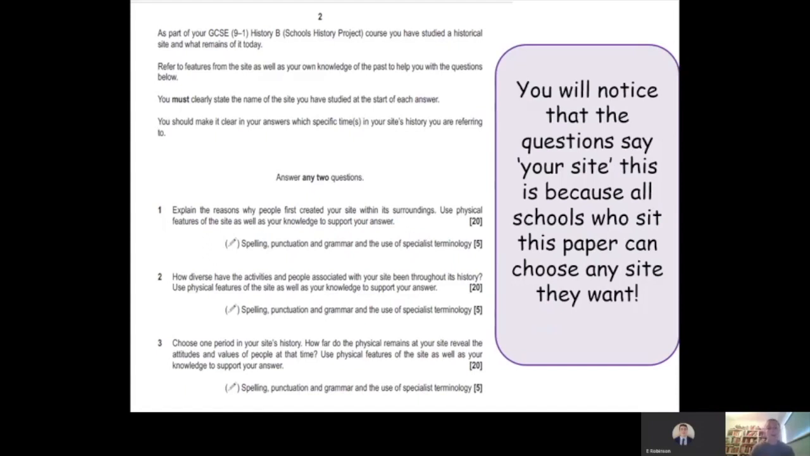Explain the reasons why people first created your site within its surroundings, use features of the site, as well as your knowledge to support your answer. You literally need to come up with 3 reasons why they decided to build Skipton Castle in that place and explain them. But this is the reason why I wanted to show you around the site, because the use of physical features is really, really important. So you need to be able to describe the back of the castle and how that gave them a really good defence, or you need to be able to write about the fact that it was put on a hill, so it was high up, so you could see the town below. So that's why I wanted to show you around.